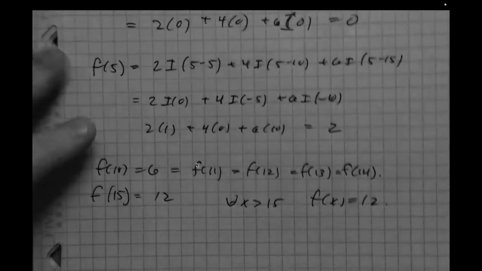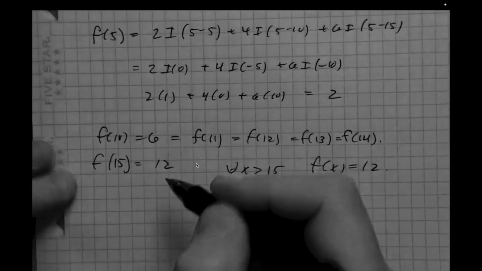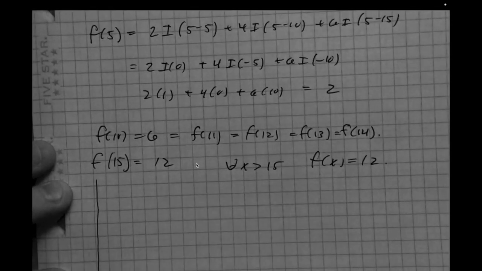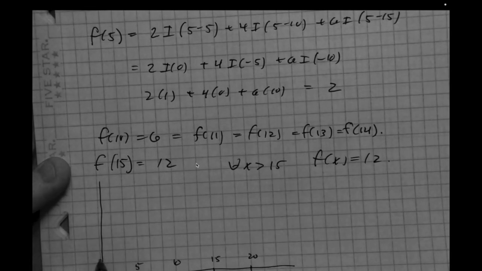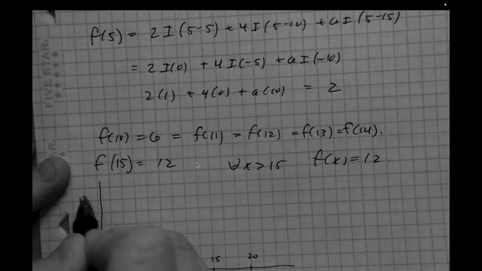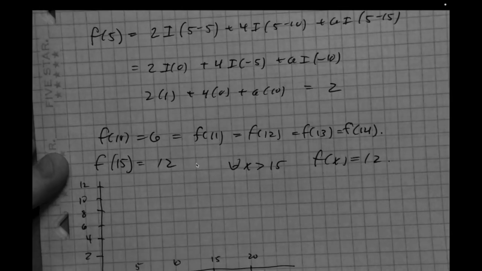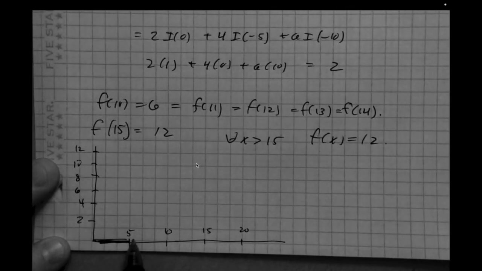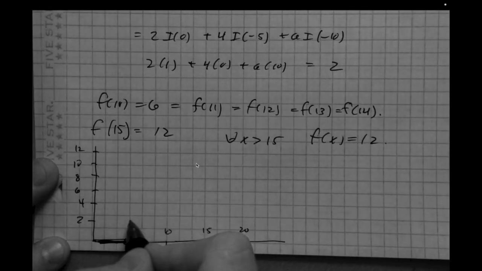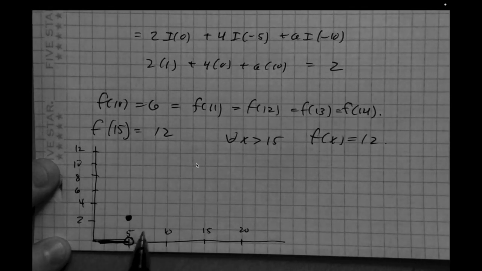Okay, so what does this plot look like? Well, I can draw it quick. It looks like this. So we'll say that's 5, 10, 15, 20, and so on. And then we'll say 2, 4, 6, 8, 10, 12. Right, so between 0 and 5, we're at 0. And then we've got a hole, and then it jumps up to 2. And then from 5 to 10, it's equal to 2.